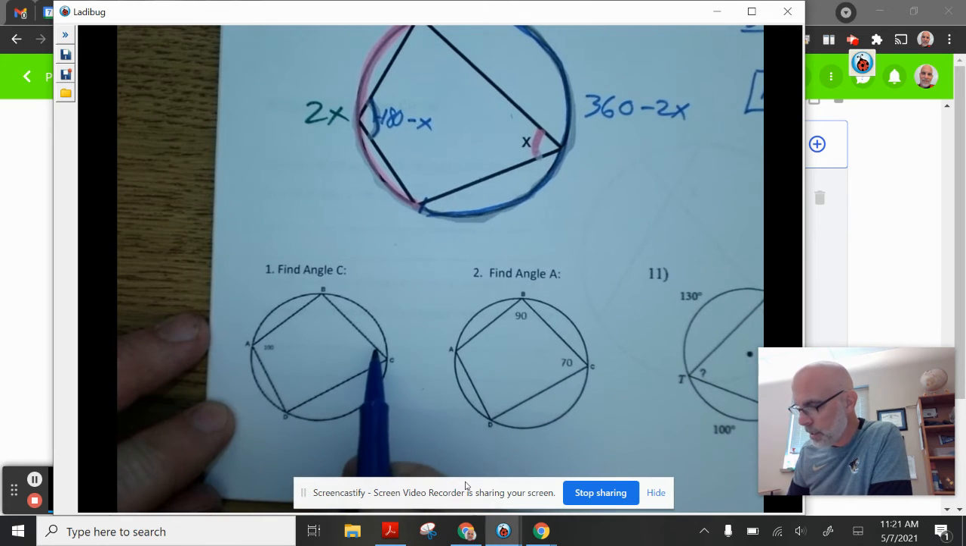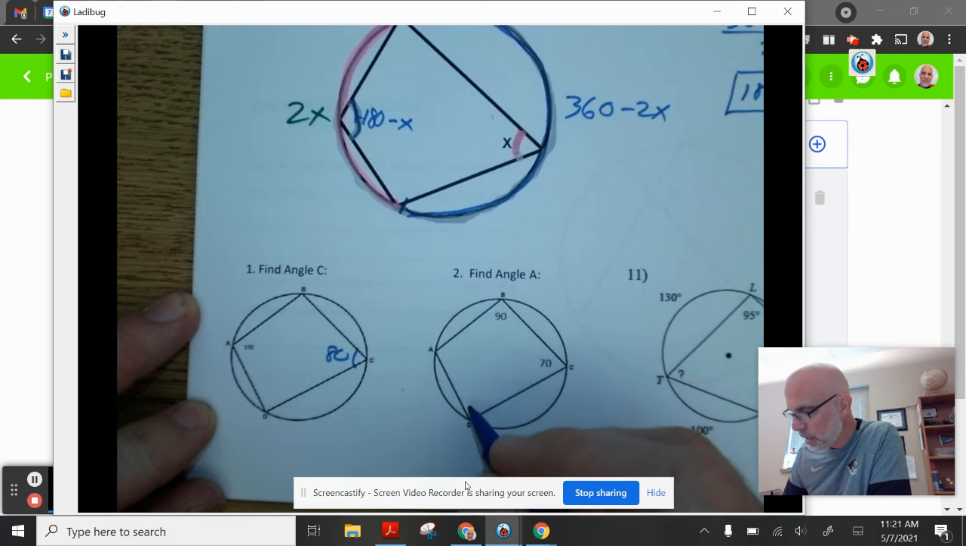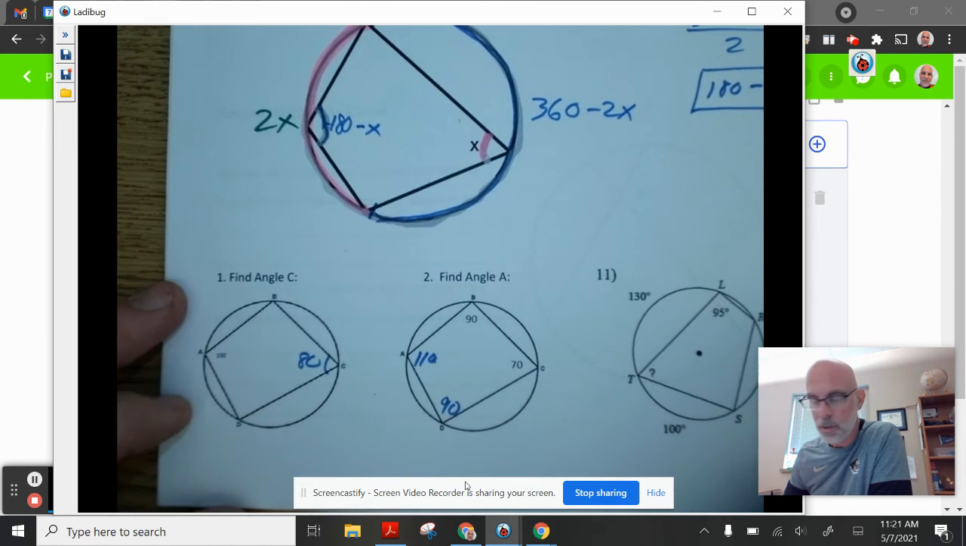It says find angle C. It's across from there. It's 80. All right. Find angle A, or either one of them. The ones across have to add up to 180. So that would be 90 and that would be 110. That's the rule. It's very easy to use and very easy to do.